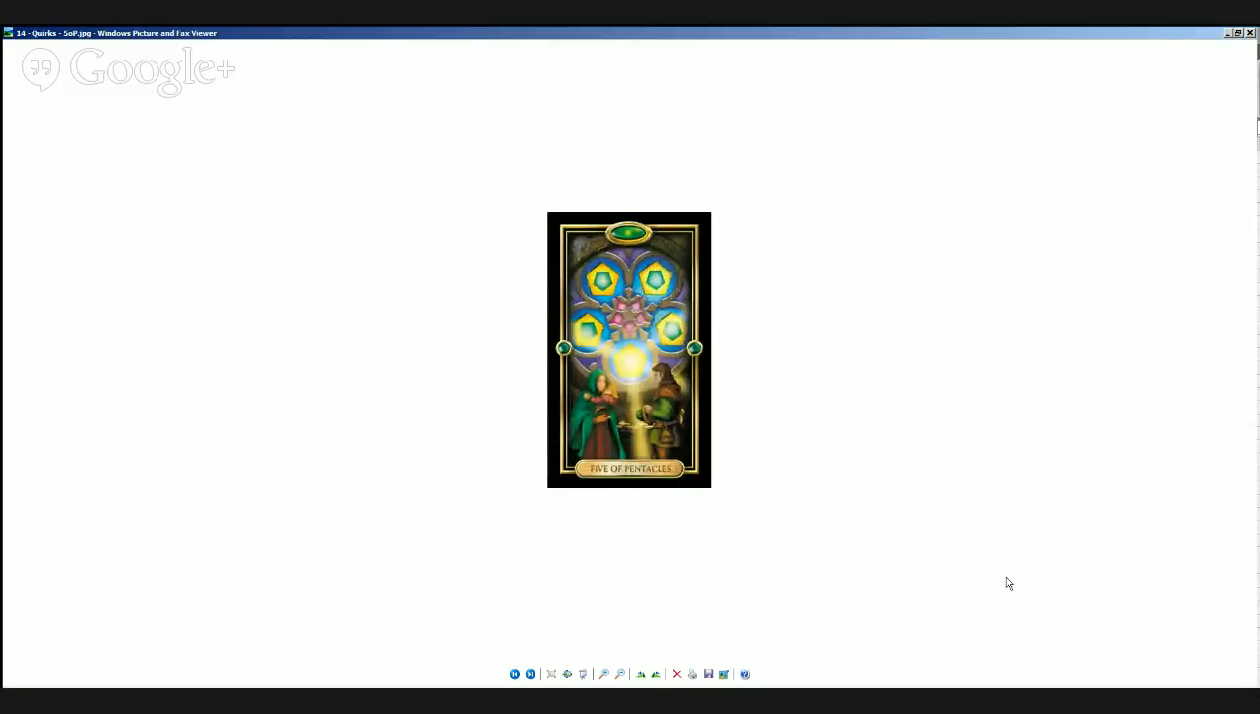Okay, so then we have quirks, 5 of Pentacles. They're idiosyncrasies, and this represents poverty and perseverance. Codependence, always needs others around to make them feel happy. They're actually quite lonely.